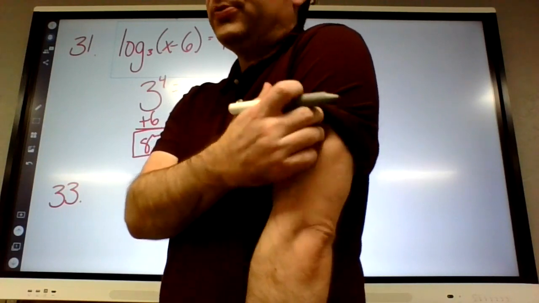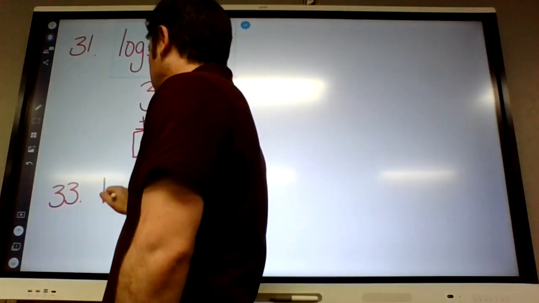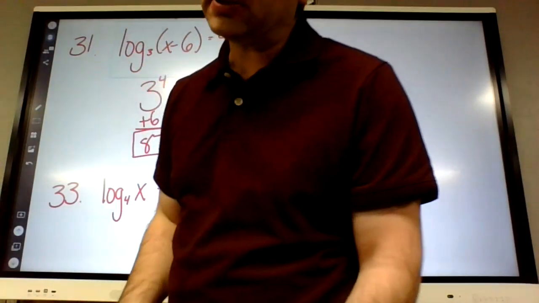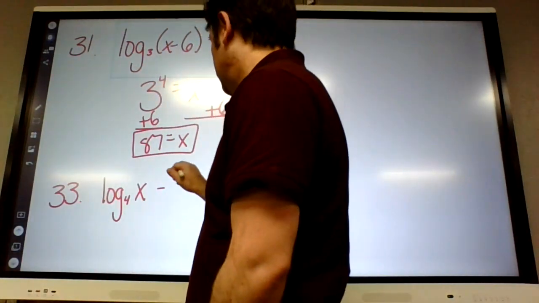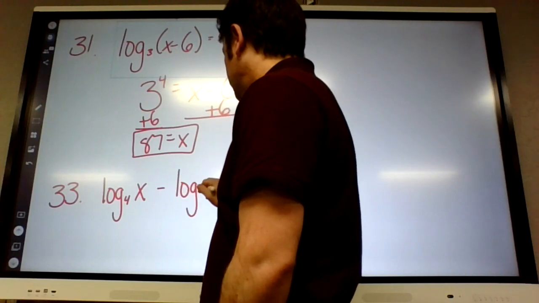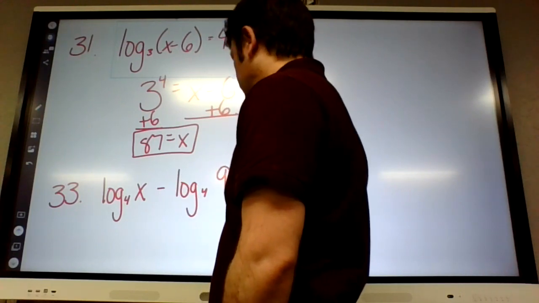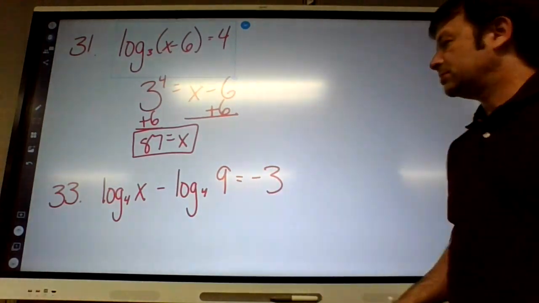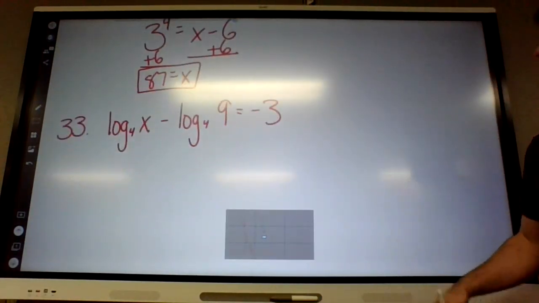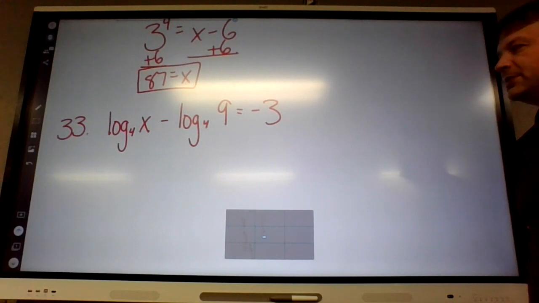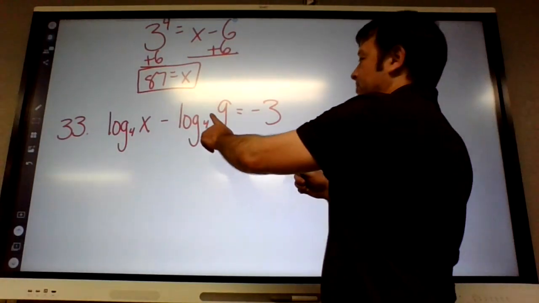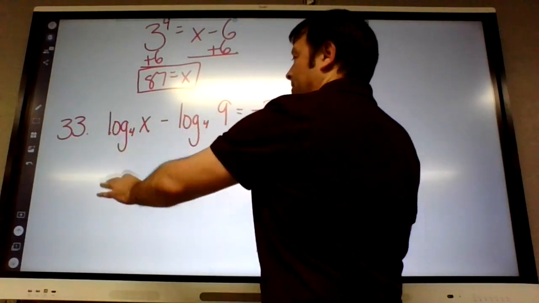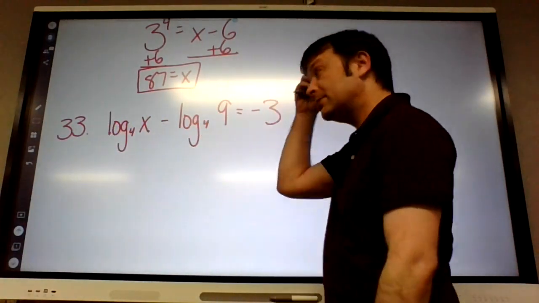Alright, speaking of that worksheet on Monday, log base 4 of x minus log base 4 of 9 equals -3. Alright, how can we simplify this? So we can't just set up like this to this power to that. It's too messy over here. We gotta clean this up. How can I simplify this left side?